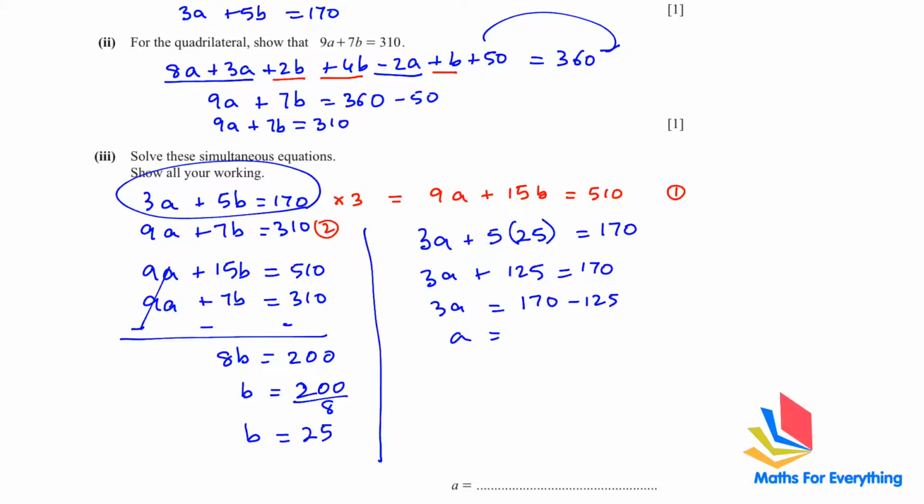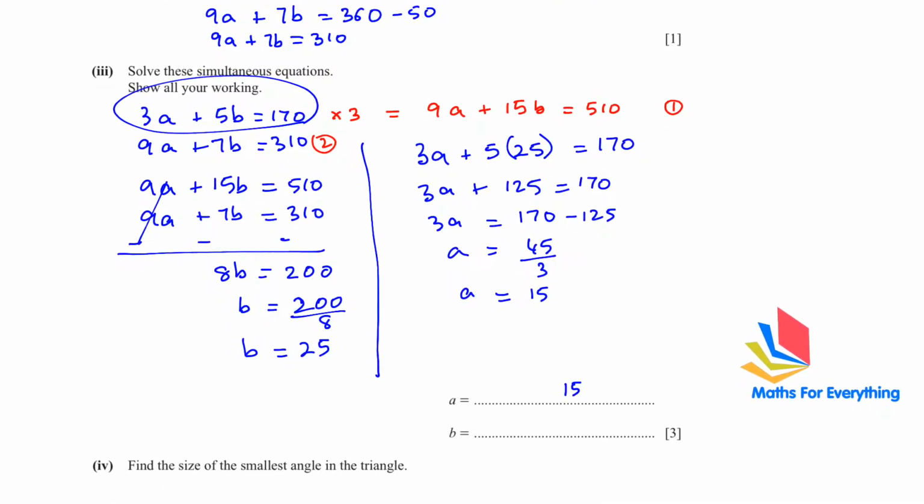And then this is 45 divided by 3, which is 15. So we found our a, which is 15, and b, which is 25.